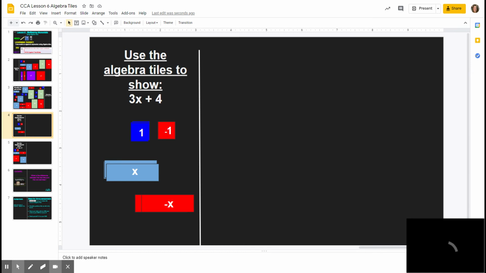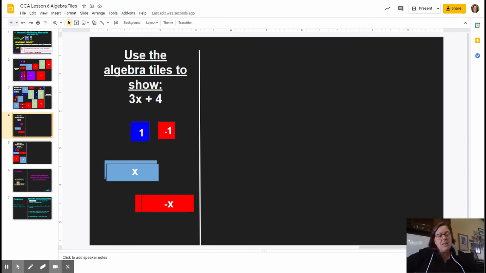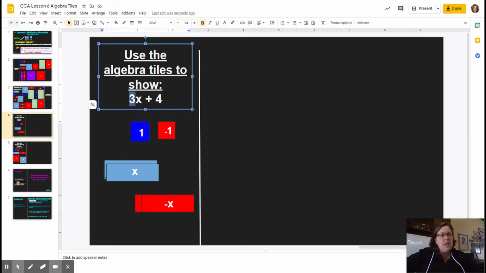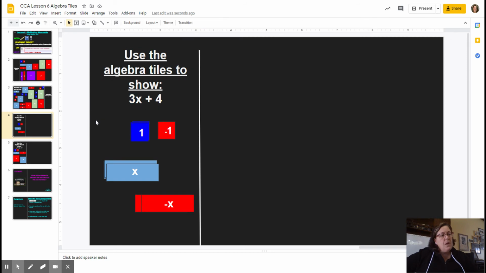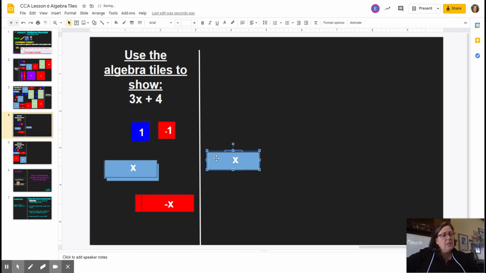So we already know that this coefficient basically tells us I need 3 of the x tiles. Okay, so all you're going to do for your homework, you're going to do something similar to this. You're going to do some work in a Google slide. When you move the slides, one of the things that we noticed is you don't want to click on it and then try and drag it. Sometimes it doesn't bring that X with it.